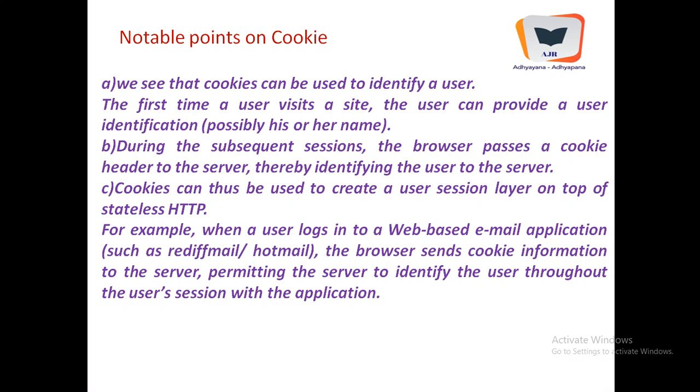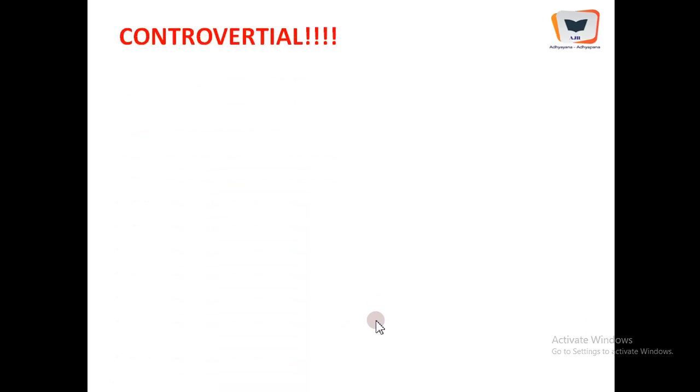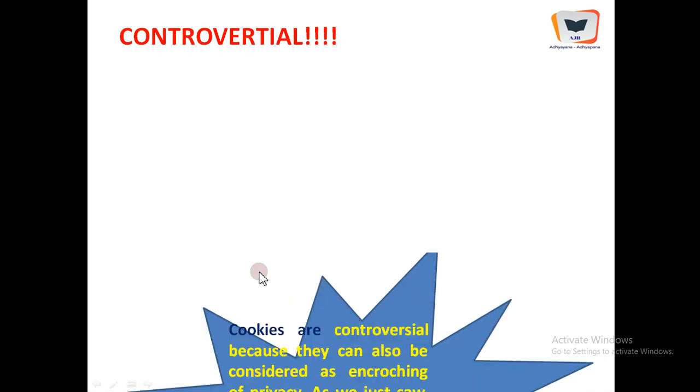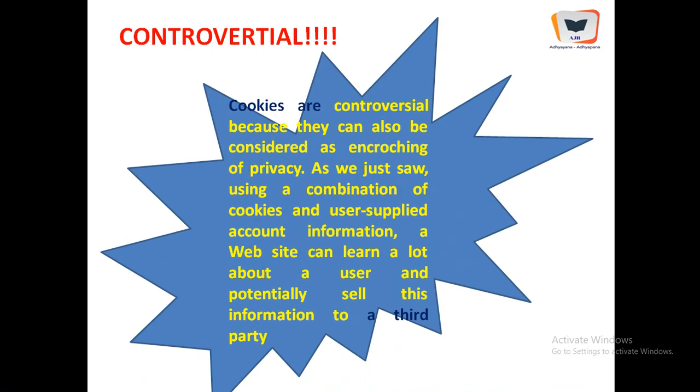For example, when a user logs into web-based email applications such as Rediffmail or Hotmail, the browser sends cookie information to the server, permitting the server to identify the user throughout the user session with the application. Anyway, cookies are found to be very controversial in certain situations, because they can also be considered as encroaching the privacy of the user. It usually encroaches the privacy of the user.